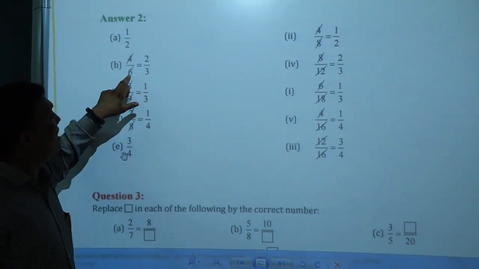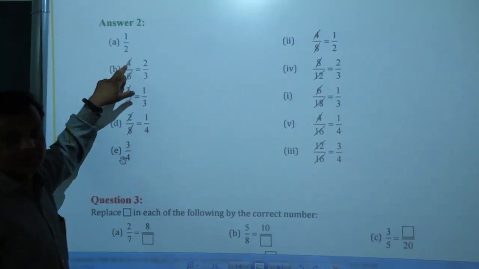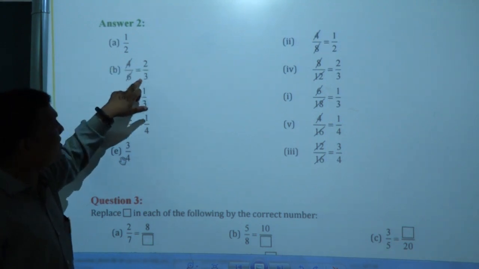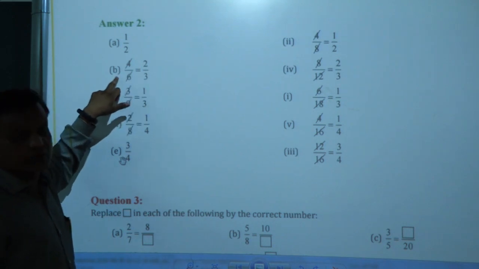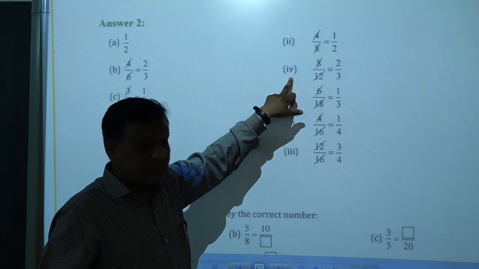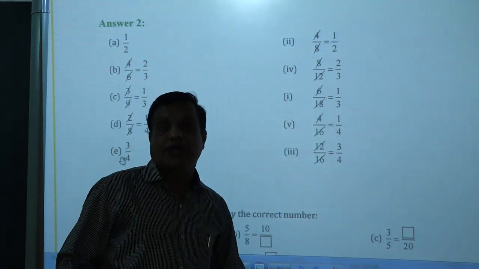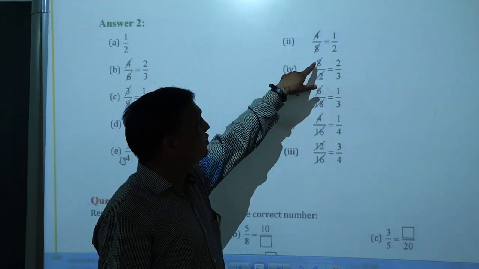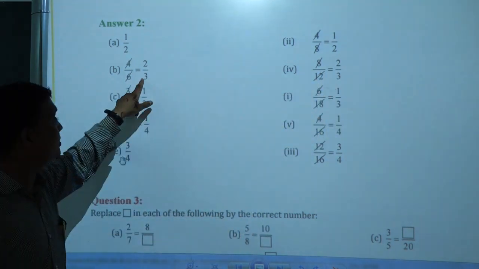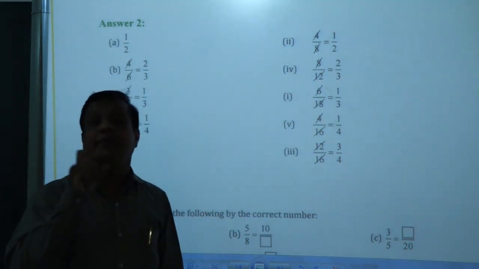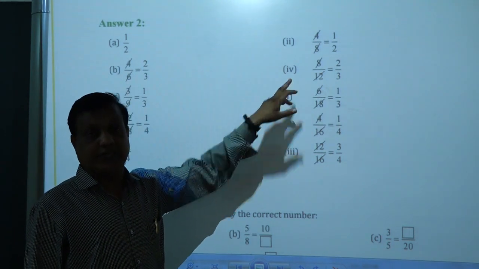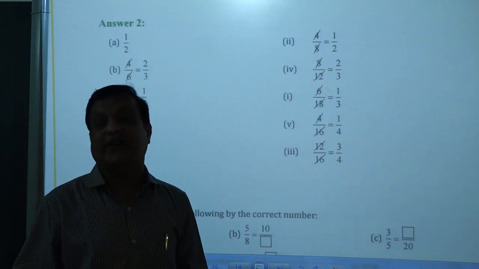Question number B: if you see, out of 6 parts, 4 are colored. If you reduce this, 2 2s are 4, 2 3s are 6, the fraction is coming 2 upon 3. And if you see the fourth bit, downside, 8 upon 12 is given. If you reduce 8 upon 12, 4 2s are 8, 4 3s are 12. Again the fraction is coming 2 upon 3, and here also the fraction is 2 upon 3. It means B matches with the fourth bit, because they both are equivalent fractions.